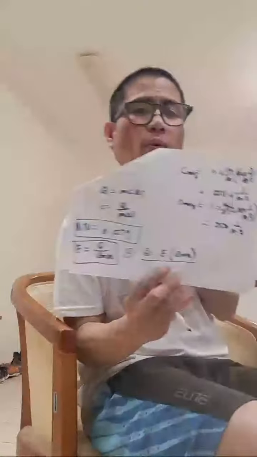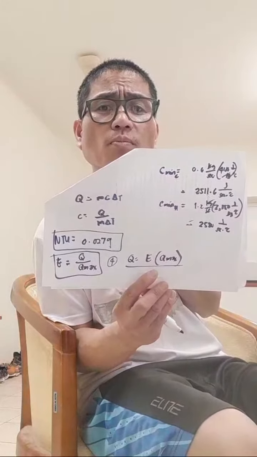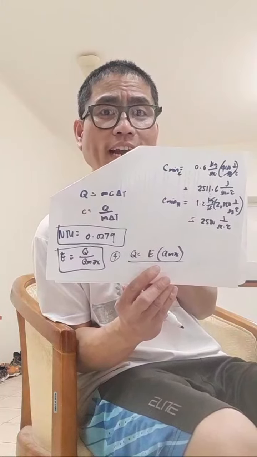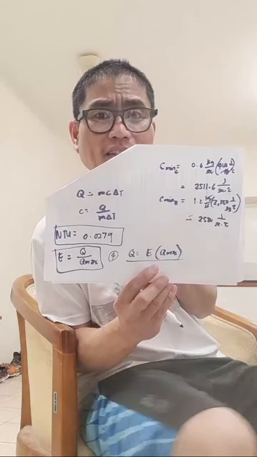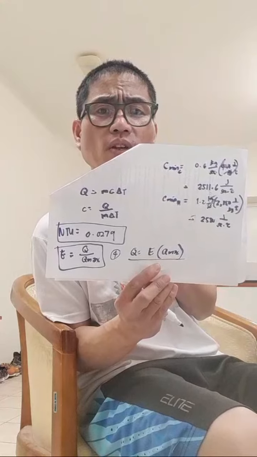So this is coming from our equation number 4. Q is equal to efficiency times Q max. From algebra, we cross multiply to obtain this formula, right? Now, we can solve for the Q max, but we cannot solve for the efficiency because we don't have the values. So how can we do this? We have another formula for the efficiency. Efficiency is equal to equation number 5.